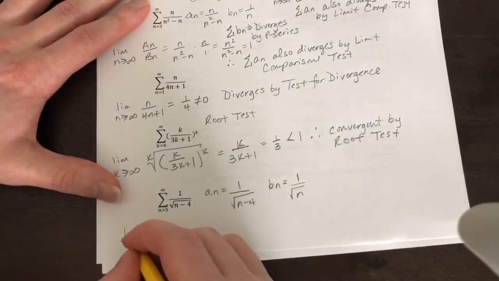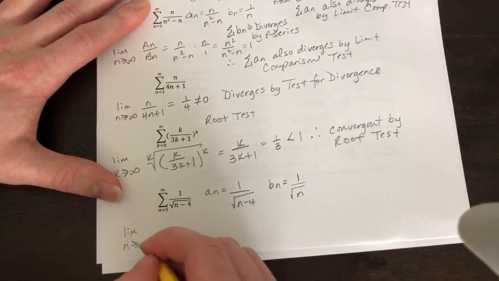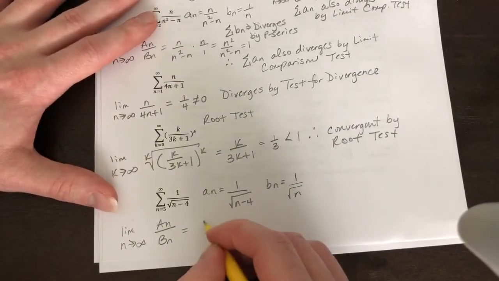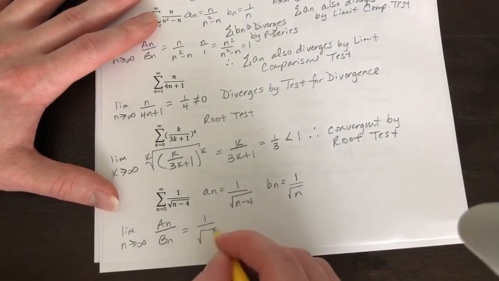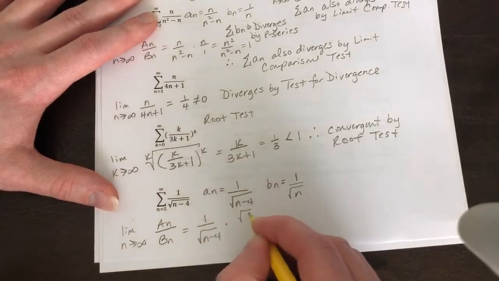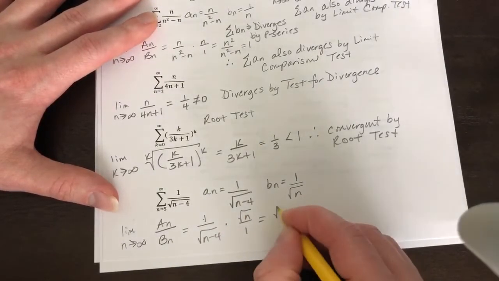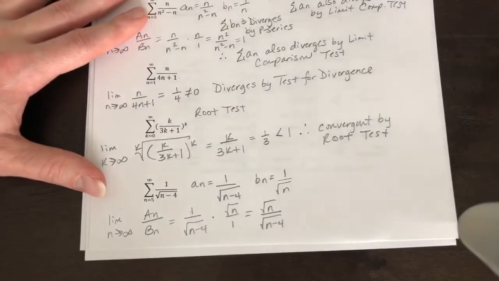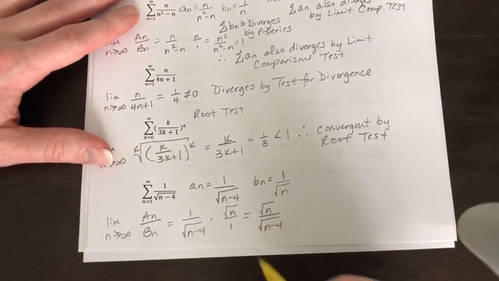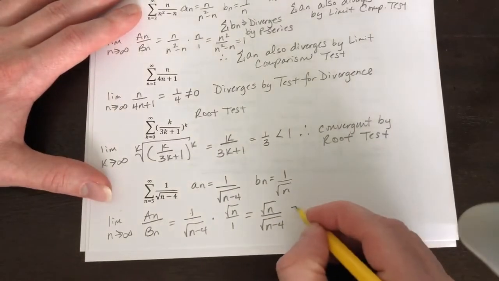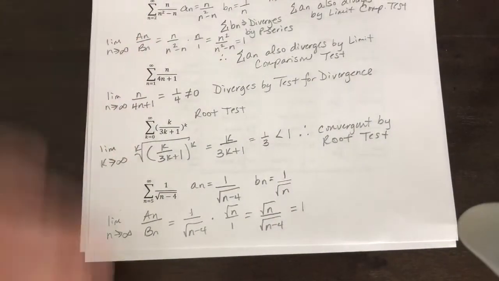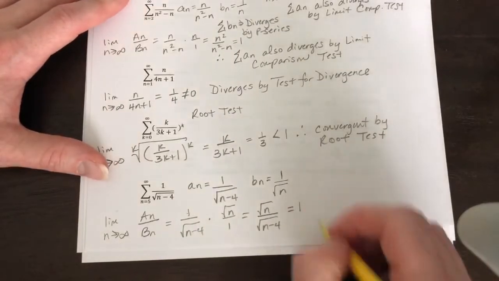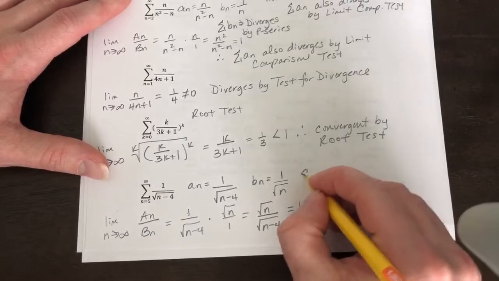Okay, so we're going to do the limit as n goes to infinity of a sub n over b sub n. So it's going to be 1 over square root of n minus 4 times square root of n over 1. And that's what I get. They're the same power top and bottom, so we'll divide the leading coefficients, which would be 1. Okay, and since 1 is greater than 0, it's going to follow what b sub n does.